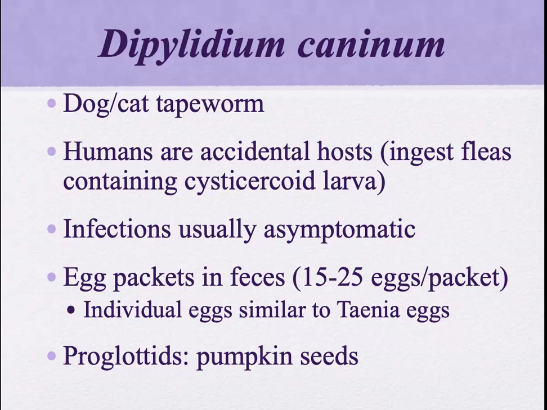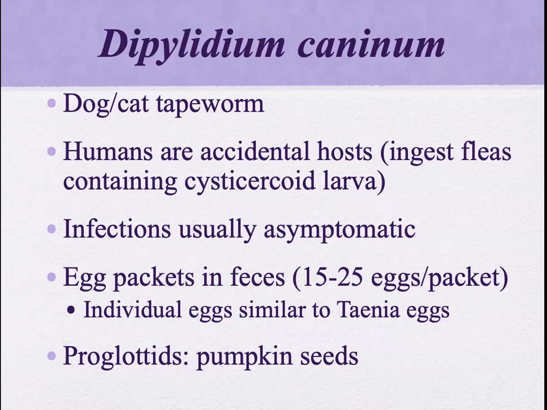It's the cysticercoid larva. And this is more common in children than any other population because dogs and cats are frequently getting in the faces of kids and licking them. So it's easier for kids to ingest infected fleas if the dog or cat has them.